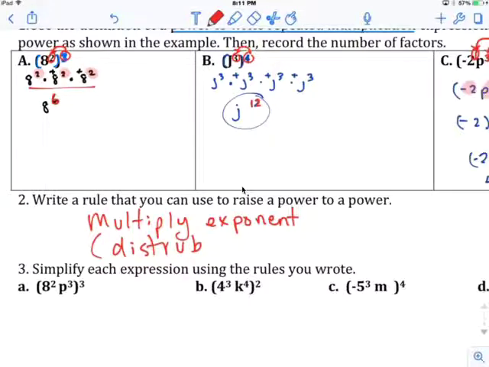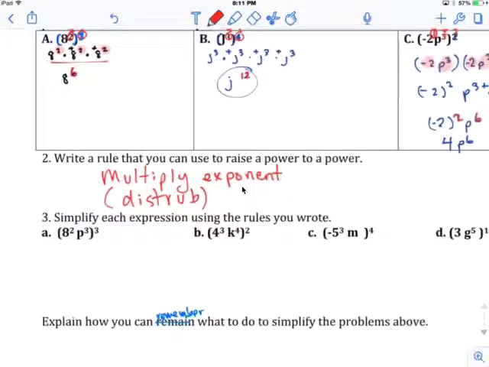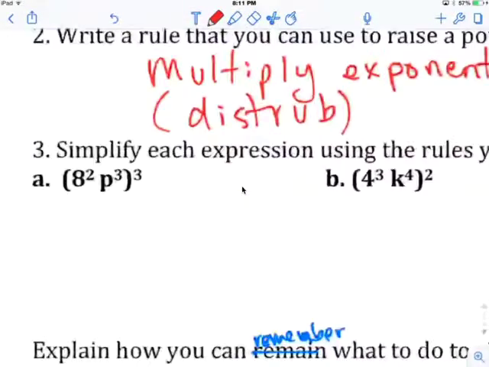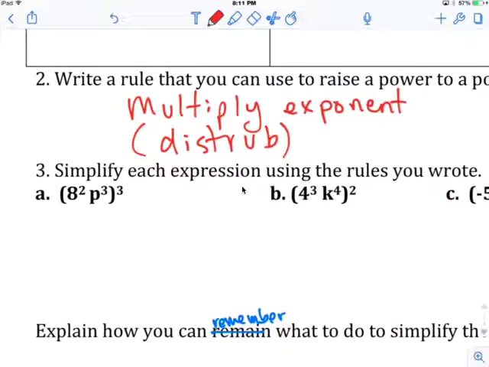But, distribute. Whatever, I can't spell right now. Well, multiply the exponents. So for example, simplify the expression, use the rule you wrote.